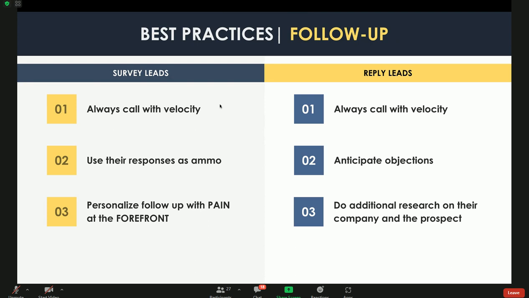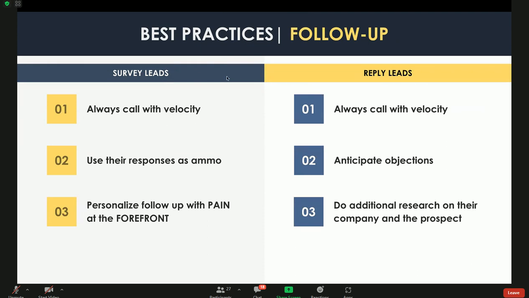And then you want to personalize the follow-up with the pain at the forefront. So when you're following up with an email, for example, hey, I appreciate your response. Saw you're struggling with this. Here's how RightBound solves that. You can get in pretty quickly with that. So I love survey leads. Really, really good lead source, in my opinion.